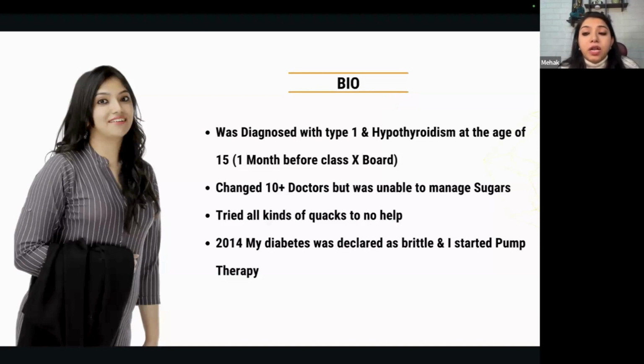After that, I was not able to manage my diabetes and I used to change doctors after doctors. I tried all kinds of quacks. I have tried Ayurveda, acupressure, naturopathy, you name it, I have tried it. Nothing worked. In 2014, my diabetes was declared brittle and I was put on an insulin pump. Brittle means diabetes which cannot be controlled by medical care.